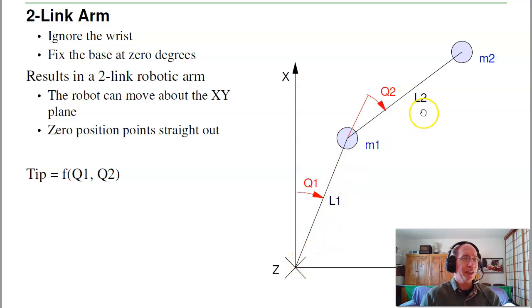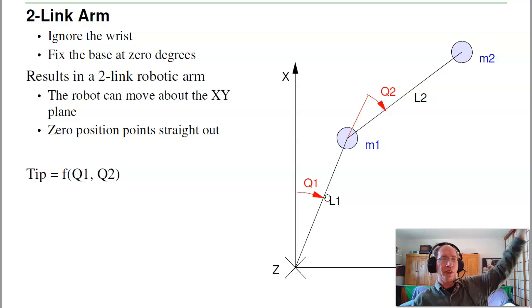I've got 2 links. Each one is 1 meter long. I've got the first link, that's the shoulder. It can turn by theta 1. That's the theta relative to the vertical. The second link is relative to the first link. Again, the q2 isn't actually relative to the x-axis, it's relative to the previous link.